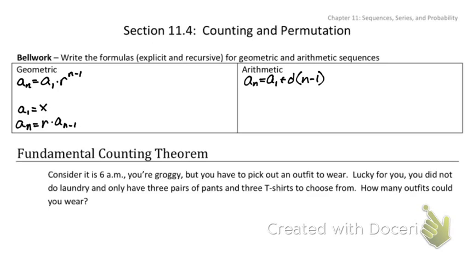Your recursive is going to be, you have to have a first term, and you're going to take that first term, so we have a sub n equals whatever term you're looking for, you have to add the common difference to. So that's going to be a sub n minus 1 plus d.